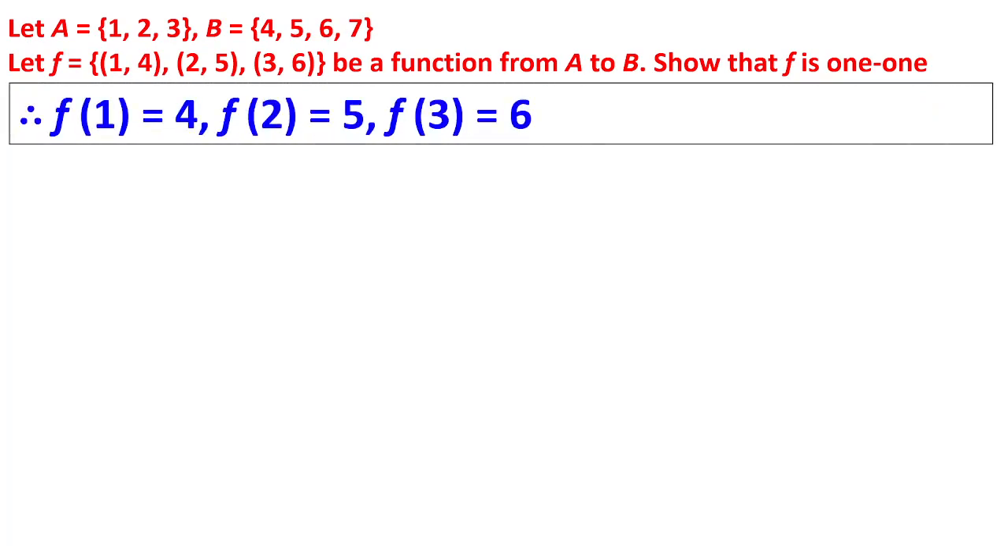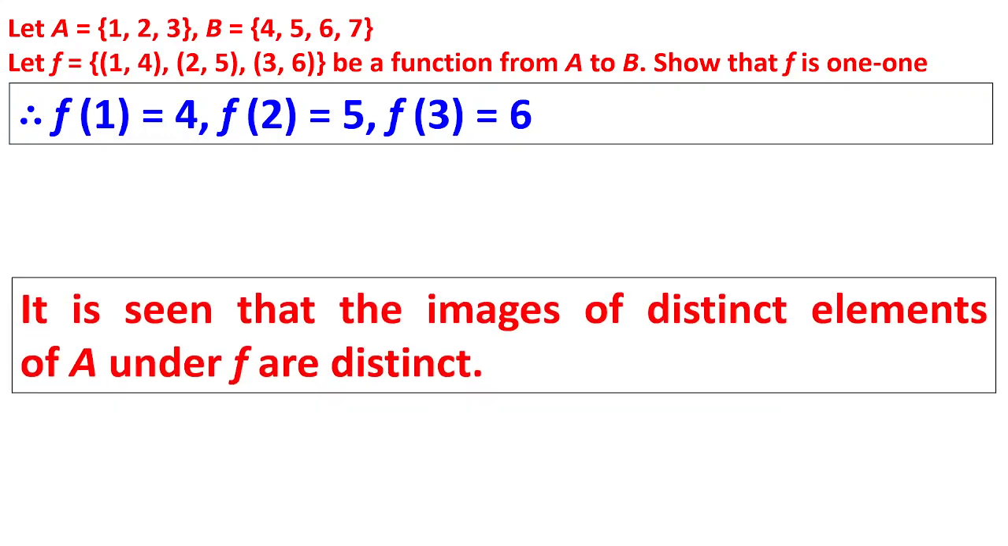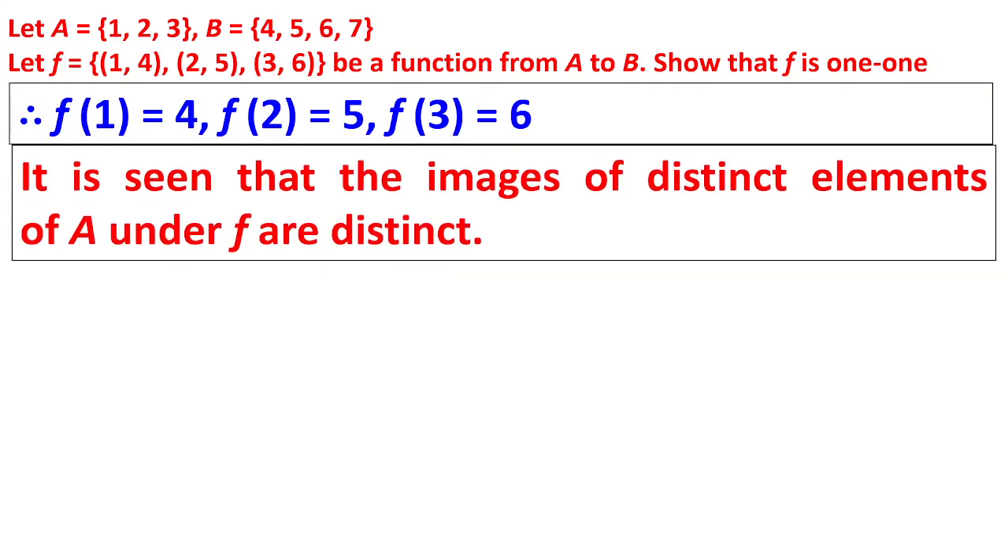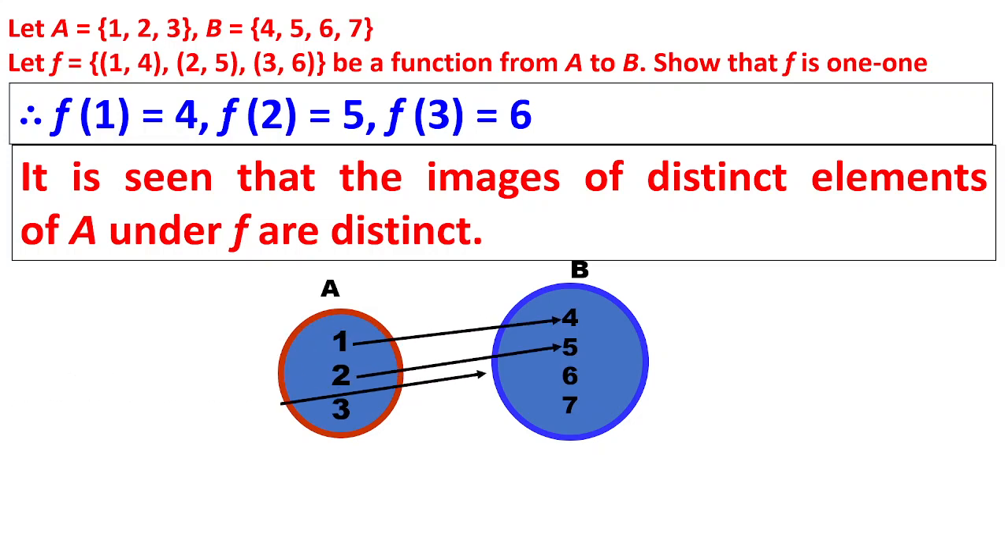Now this can be done by the direct method also, or you can draw an arrow diagram to show that the images of the distinct elements under A are distinct. For 1 it is 4, for 2 it is 5, for 3 it is 6. And if you draw an arrow diagram, you see that the elements in the left hand side are having unique, individual images on the right hand side. Unique is the general condition, individual is the condition for 1-1. Remember that. Good. It is a 1-1 function now.